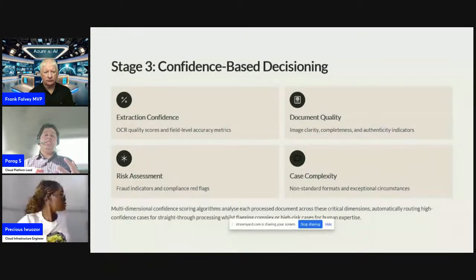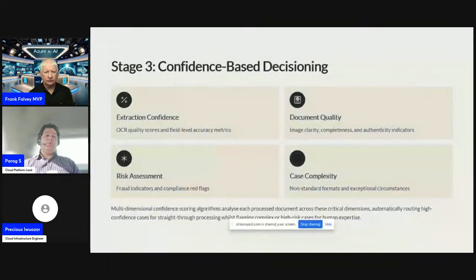So the confidence is divided into four categories. One is extraction confidence, with OCR quality scores and field level accuracy metrics. Document quality, covering image clarity, completeness, and authenticity. Risk assessment, with fraud indicators and compliance red flags. And the last is case complexity, which can be because of non-standard forms or exceptional circumstances that cannot be processed as is.